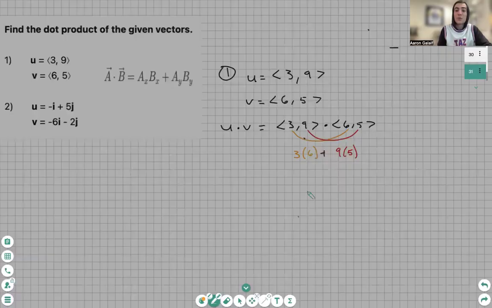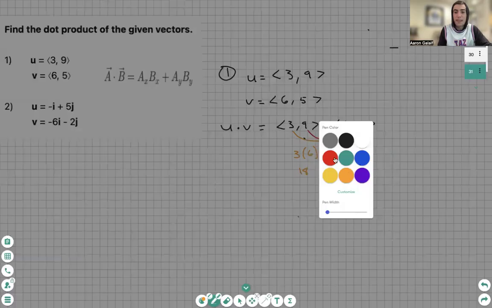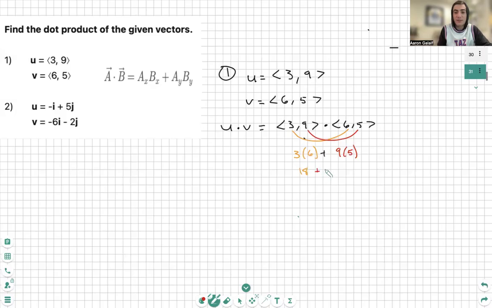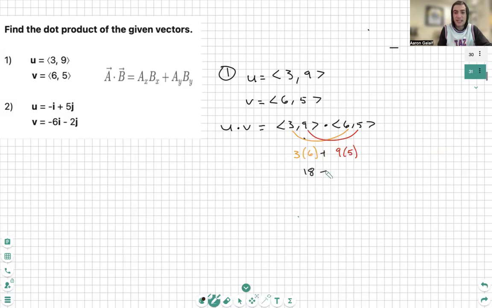So we see 3 times 6 is 18. 9 times 5 is 45. We're just going to turn this all into black so it's easier to see. So 3 times 6 is 18, plus 9 times 5 is 45. So we're going to get 63 as our total for our dot product for number one. Easy. Let's do number two.